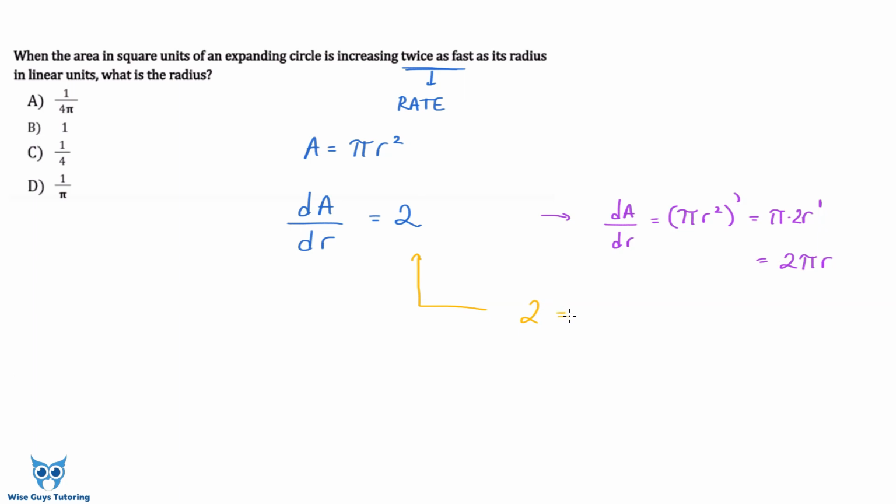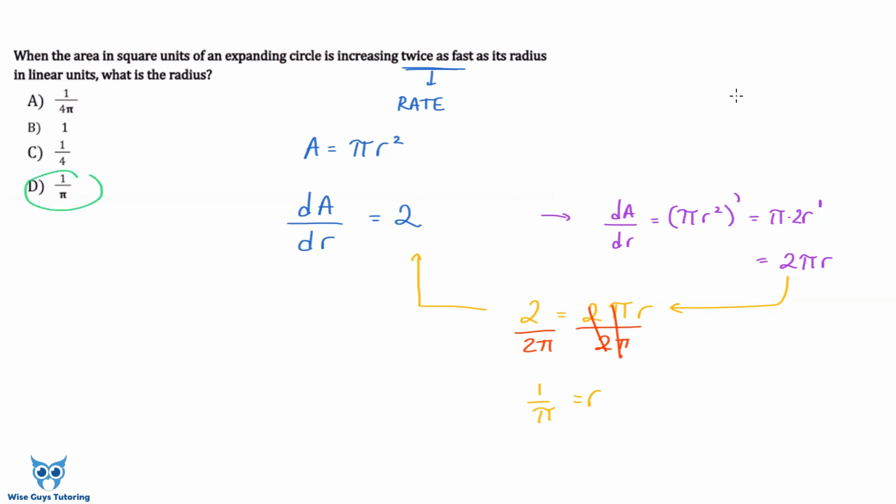So that means I have 2 pi r equals 2. So what must r be, right? They're asking me to solve for r. If I've got to solve for r, then let me divide by 2 pi on both sides. These cancel out, the 2 cancels with the 2, and you get 1 over pi equals r. And that is answer number D.